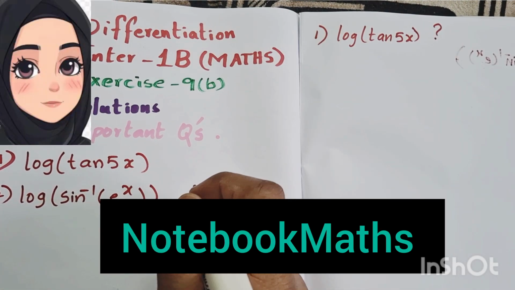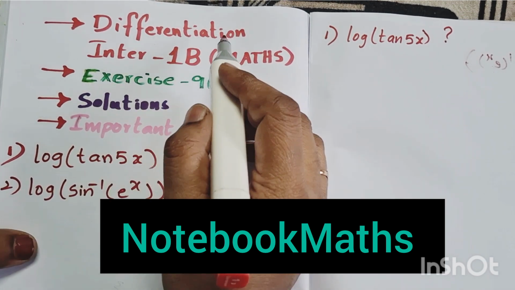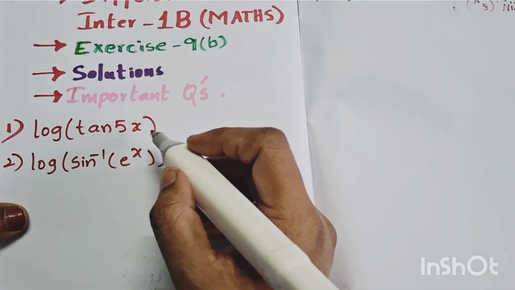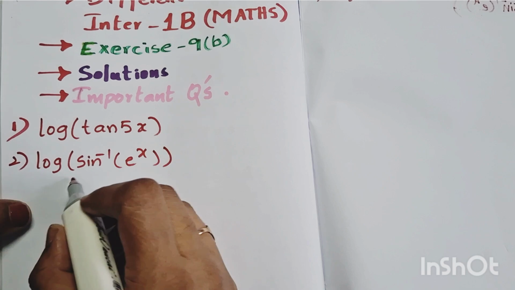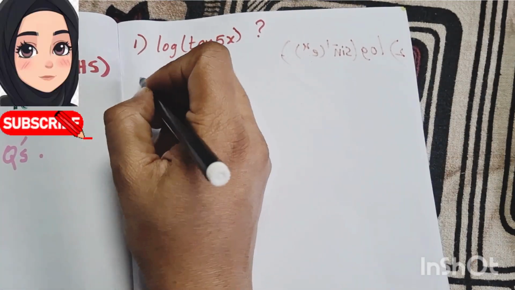Today I am going to solve some important questions from exercise 9B from the chapter Differentiation of Intermediate First Year 1B Maths. I have written these two questions: log of tan 5x, and the second one is log of sin inverse e power x. So let us solve this question.